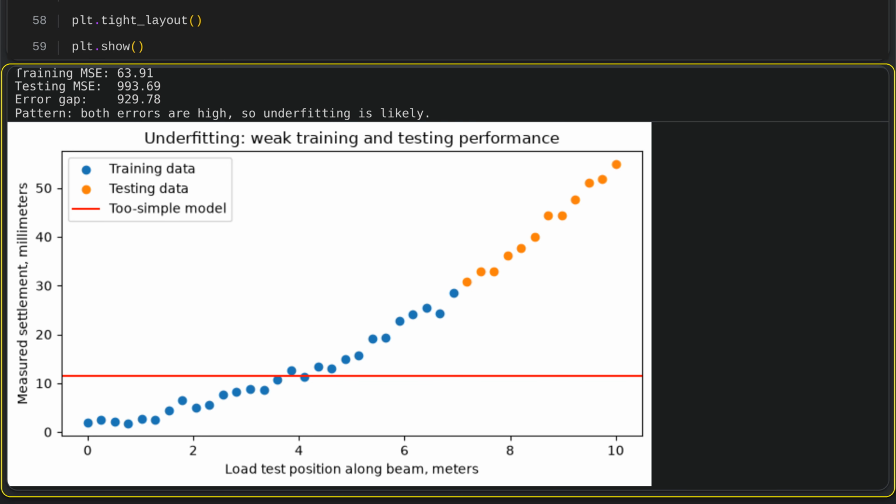This example shows underfitting by using a constant model to predict a nonlinear settlement curve. The model simply predicts the average training value, so it cannot follow the curved pattern in the data. As a result, both training and testing errors are high, with only a small gap between them. This indicates the model is too simple and performs poorly on both datasets.